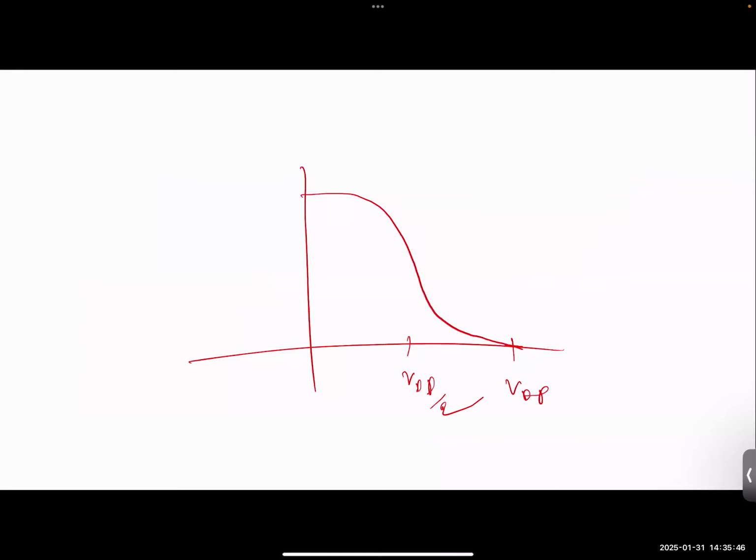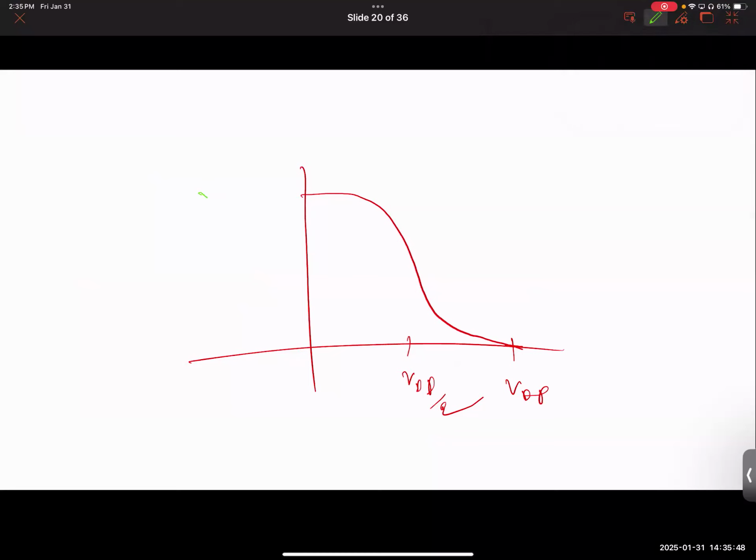Okay. Now, this is your VTC, voltage transfer characteristics. V in, V out. Now, when you draw a 45-degree line, it basically shows that VDD over 2 is my logic threshold voltage. But it is possible to move the VTC willingly, by circuit design.